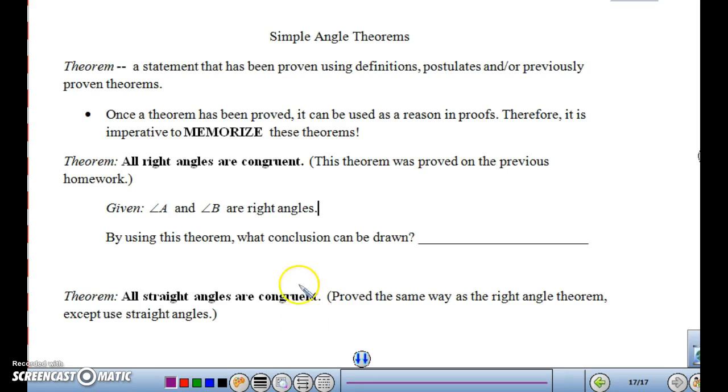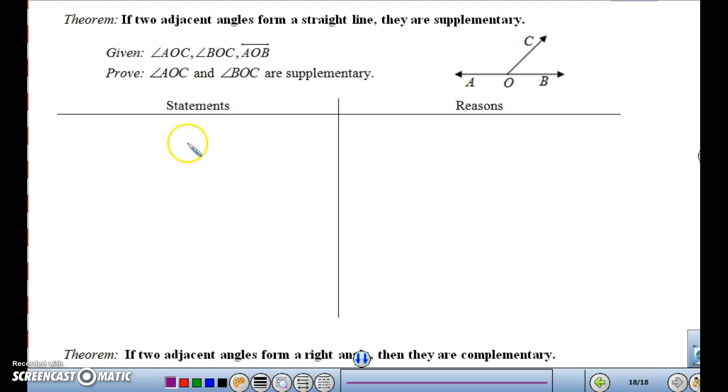So our first two theorems: all right angles are congruent. If you have two right angles, you can automatically say they're congruent using this theorem. And if you have two straight angles, you can automatically say they're congruent from this theorem. So there's your first two theorems. Let's prove the next theorem. If two adjacent angles form a straight line, they are supplementary.